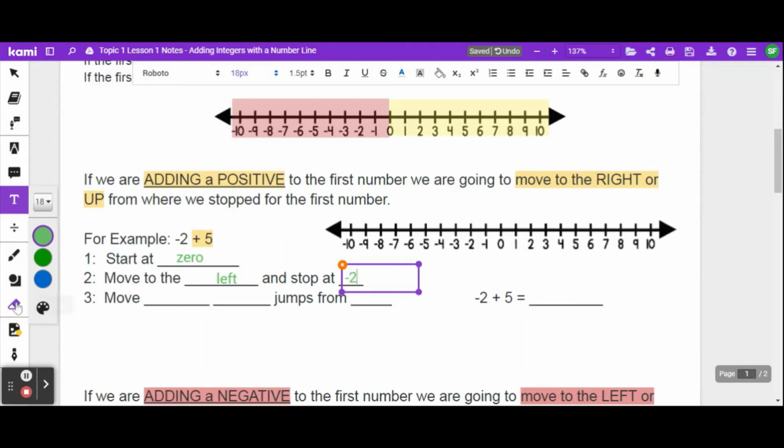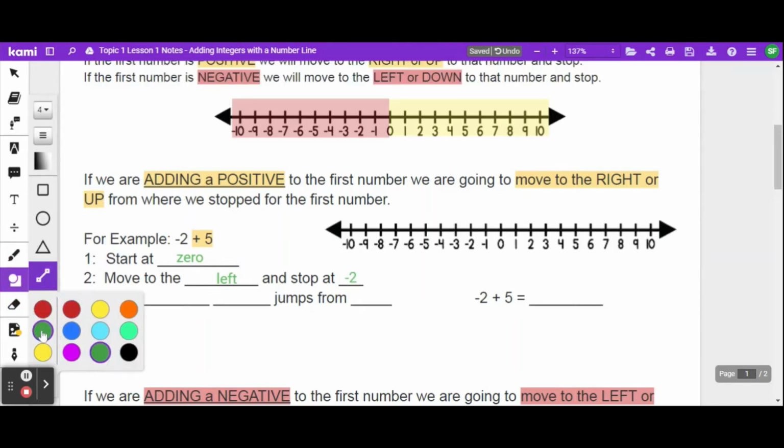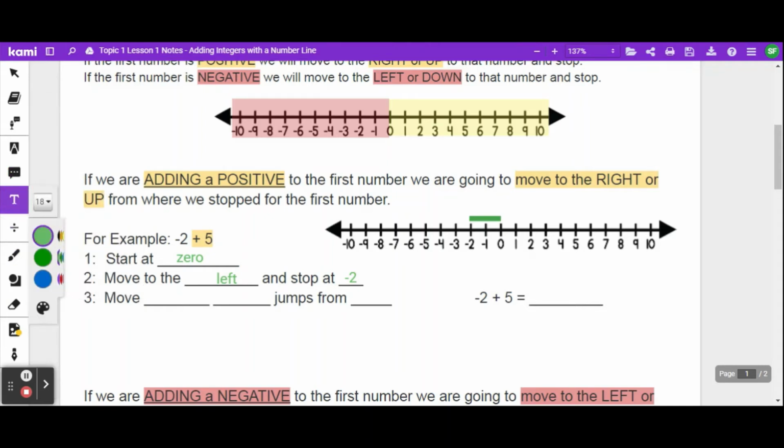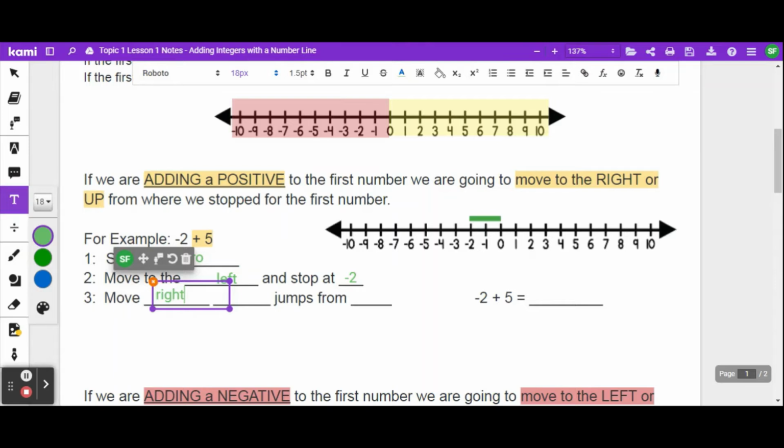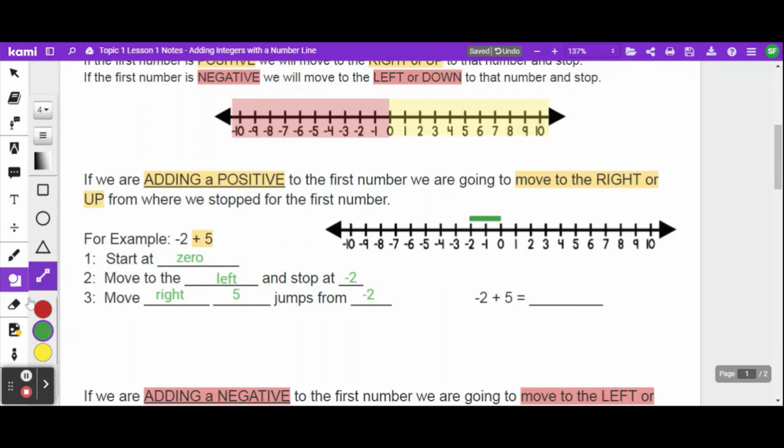I like to just use some lines here to help me visualize this. So I'm going to start at 0. I'm going to move left to -2. Since I am adding a positive, I'm going to need to move to the right. In this case, I'm going to move to the right 5 jumps because I am adding 5 positives, starting at -2 before I start making those jumps.